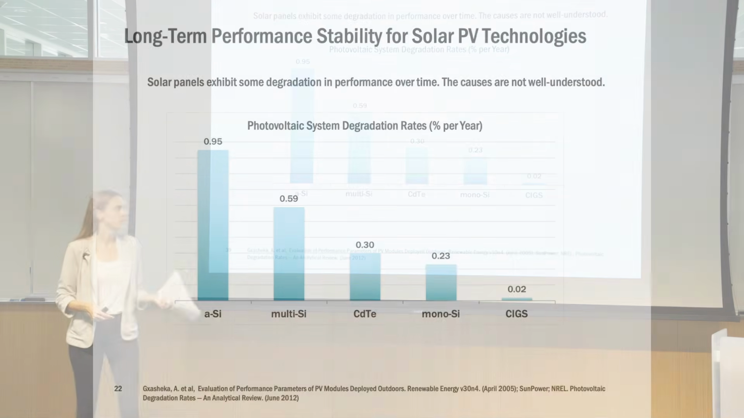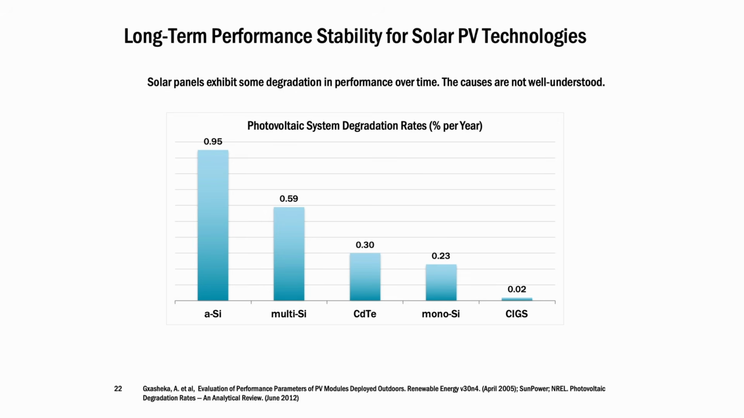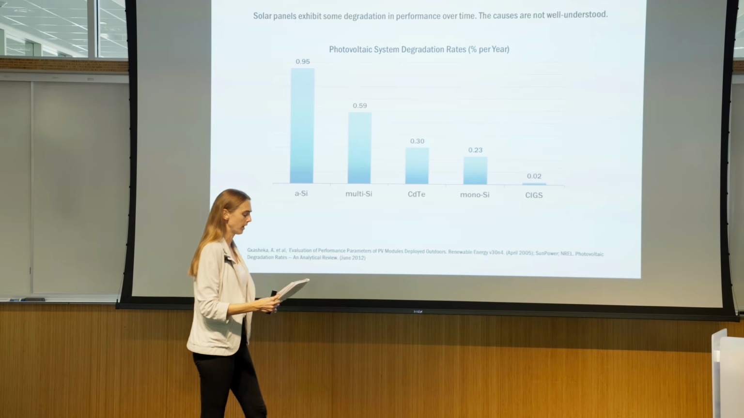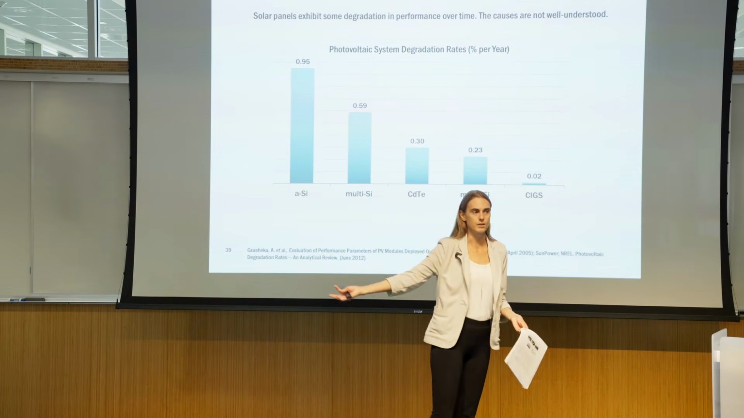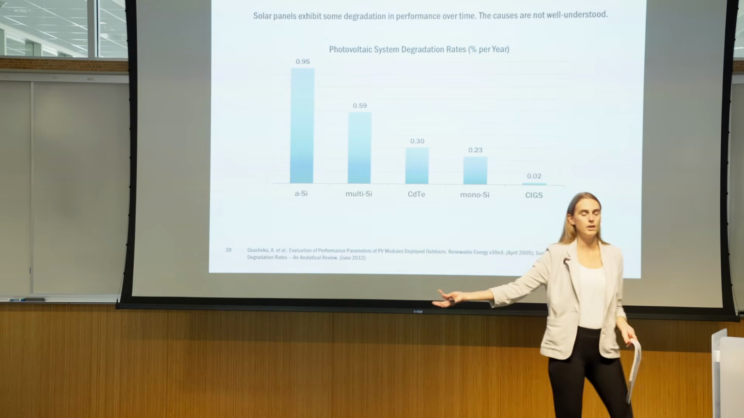Another thing to keep in mind is that solar PV panels experience a slight degradation over time. And some semiconductor materials degrade faster than others, like multicrystalline silicon, as you see here. It's not really well understood why, but there is some ongoing research around the factors that go into this. But if you're modeling out your project economics and your productivity over a 20-year lifespan, you have to take into account this degradation.